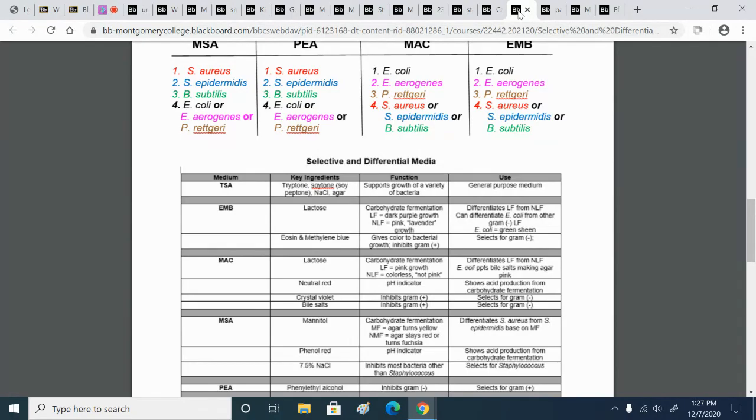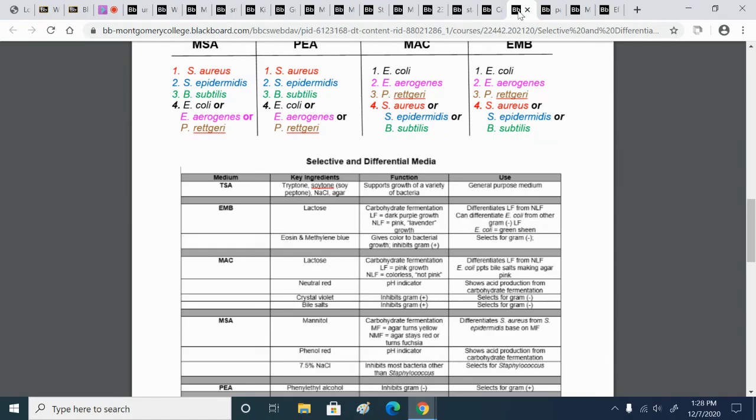On the EMB, there's really only one color we care about, and that's the shiny green color of E. coli. Because E. coli loves lactose, it ferments lactose so well, it makes so much acid that the eosin and methylene blue stains crystallize, and you get that beautiful shiny metallic green color. For MAC, there's only two colors to worry about here, pink and not pink. If the bacteria ferment lactose, the growth turns pink. If the bacteria do not ferment lactose, then it's just the ordinary color of the bacterial growth, so it's not pink.